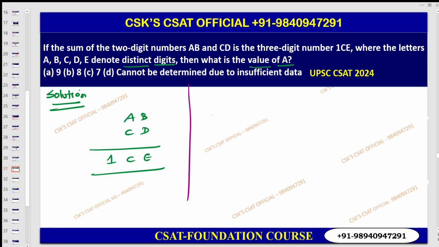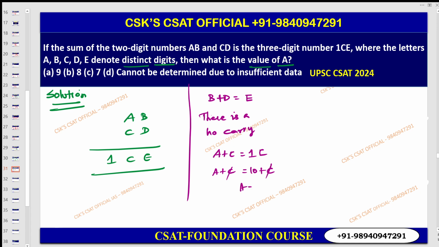So what happens? Suppose you are taking B plus D is equal to E, right? B plus D is equal to E means there is no carry. Please understand, there is no carry. When there is no carry, what happens here? A plus C needs to be this one, which means 1C, which may be 11 or 10. So we can split it like 10 plus C. 11 means 10 plus 1, 12 means 10 plus 2, like that. So if you are cancelling, then A is equal to 10.